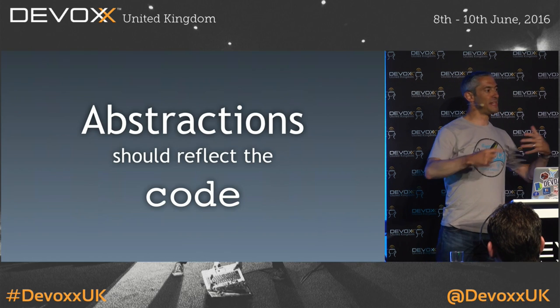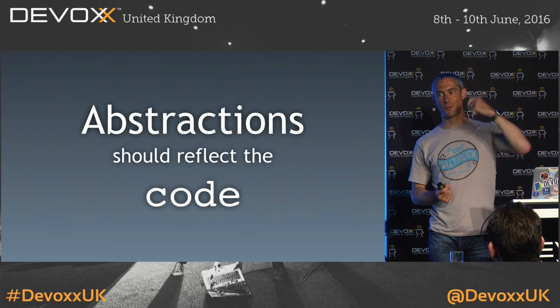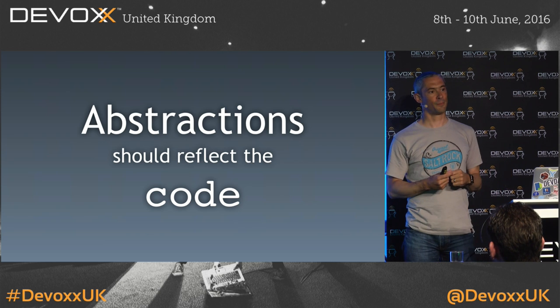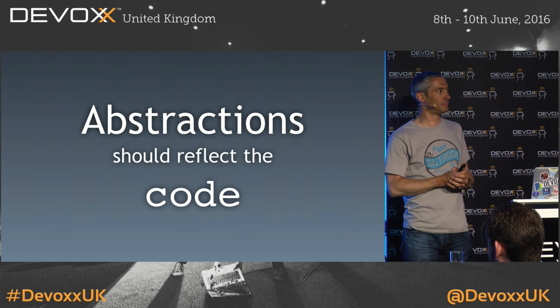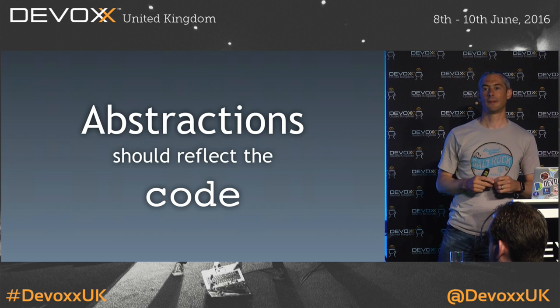That's great, but the abstractions need to reflect the code somehow. So when I'm referring to a module or a service or a component or a layer, I need to be able to find that thing in the code. Make sense? Yeah, so we can have these architecture discussions, and we can point to real things in the code.